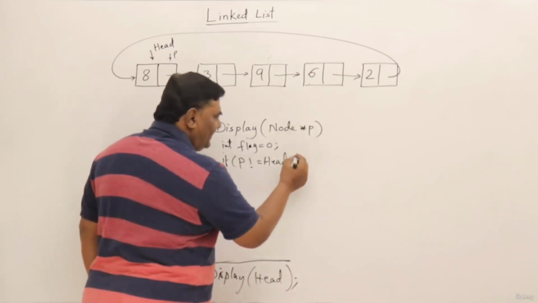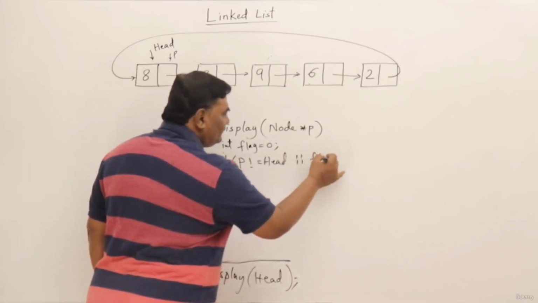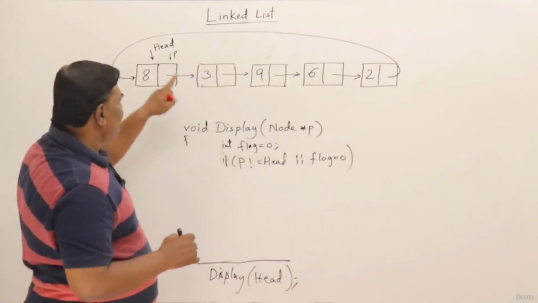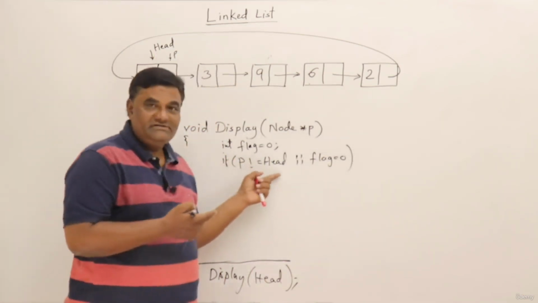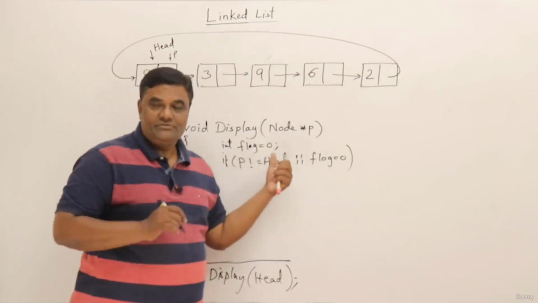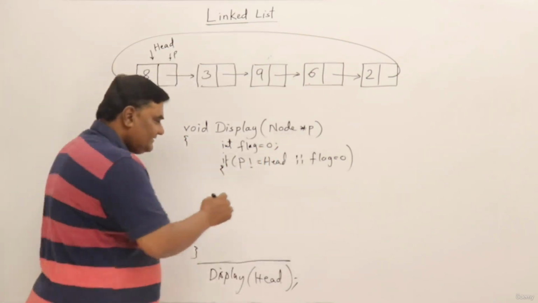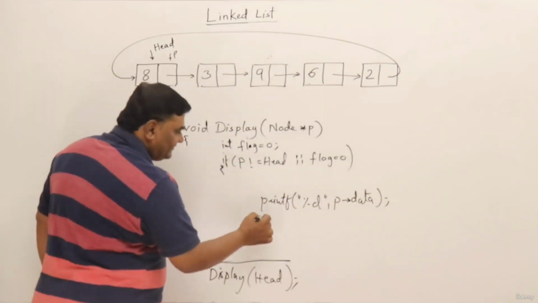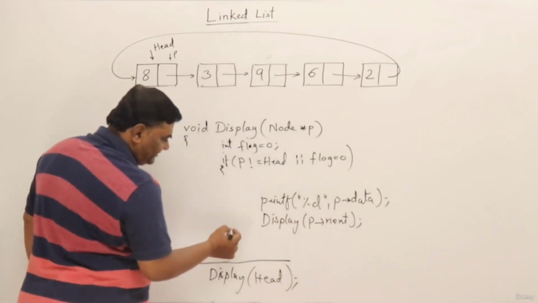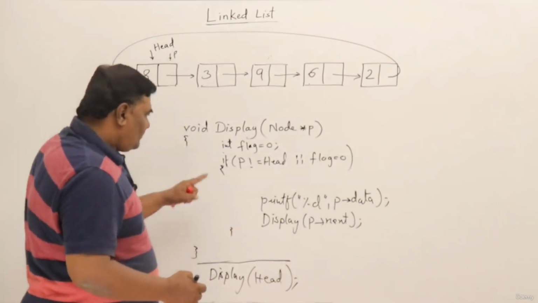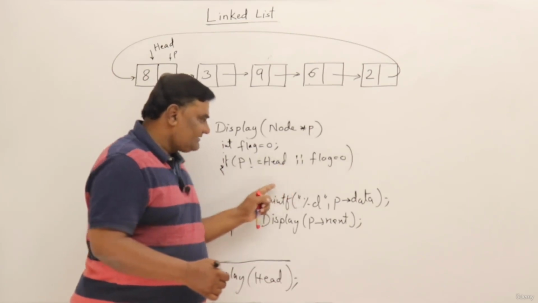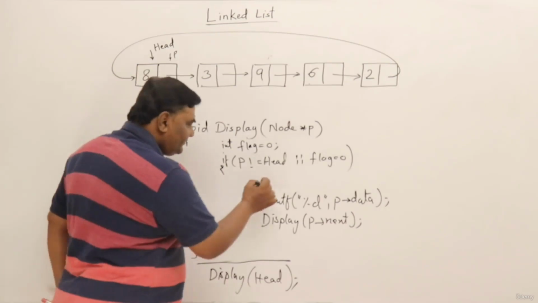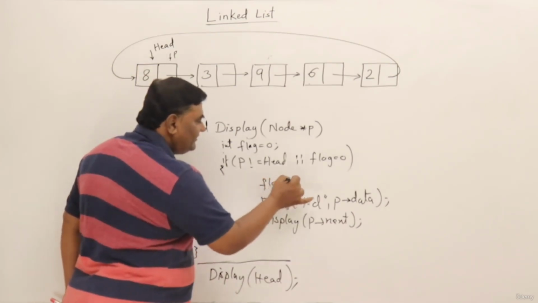If P is not equal to head or flag equal to 0, then this will continue. See, the first time P is equal to head, so this is false. But flag is 0, yes, this is true. Then I will print it: P's data is printed and it calls itself again for the next node. That's all. But once it has entered inside, the flag should become 1. So inside here I will make flag as 1.